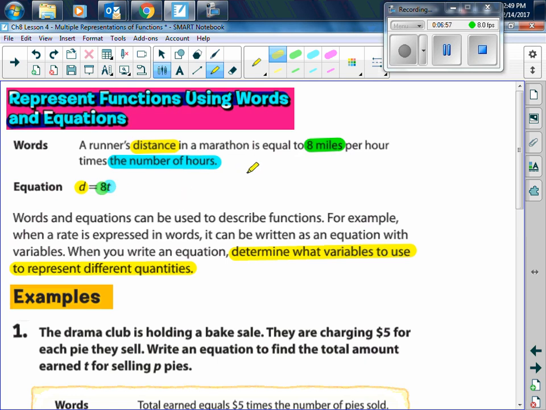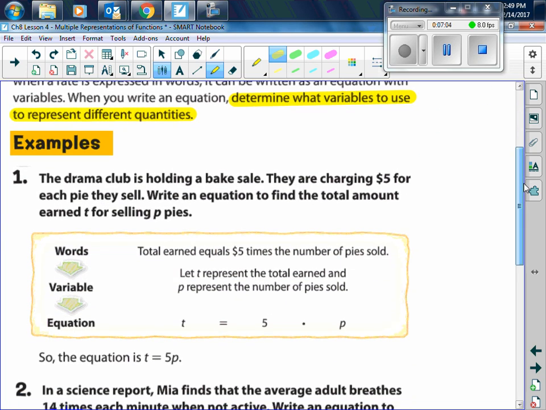Is everybody clear with that? Okay. You want to use variables that make sense. Okay. So let's take a look at example 1.